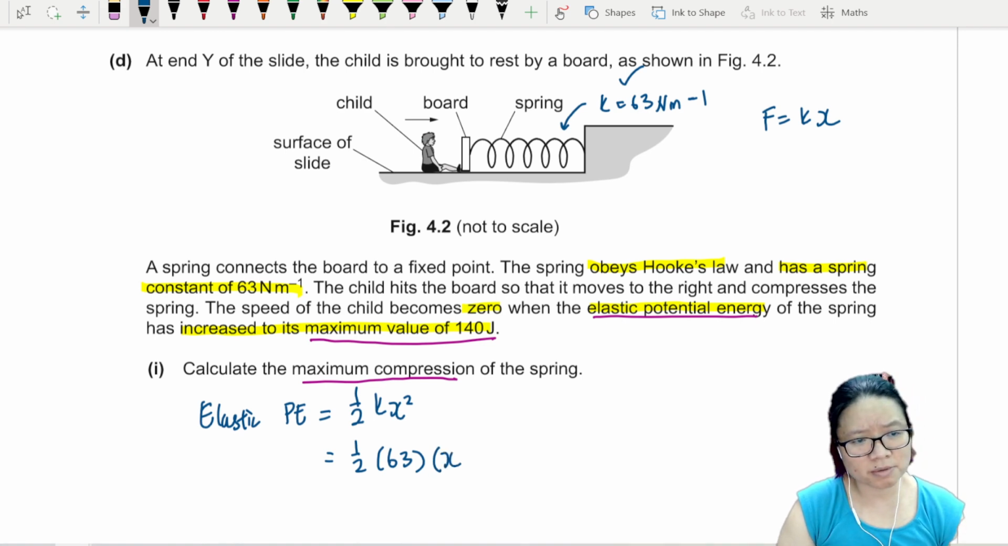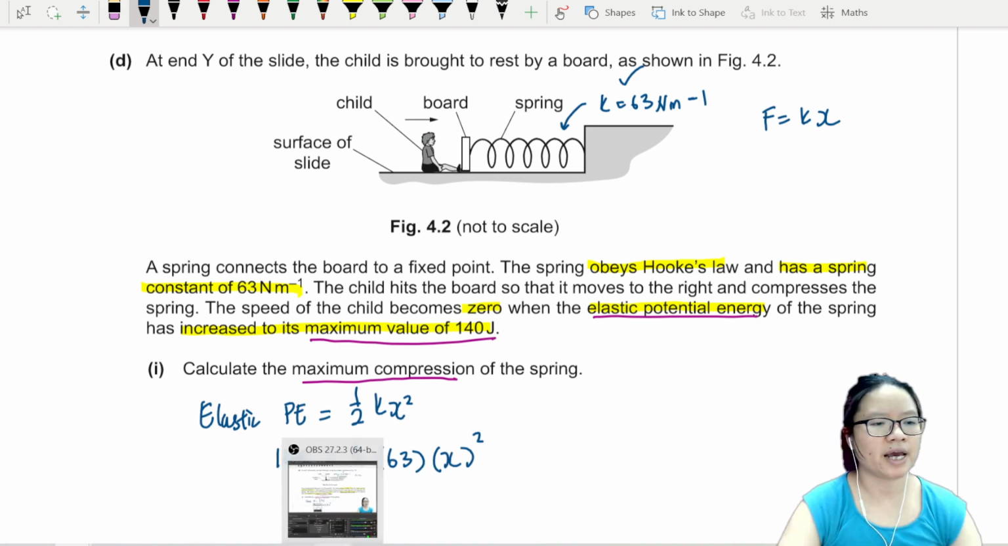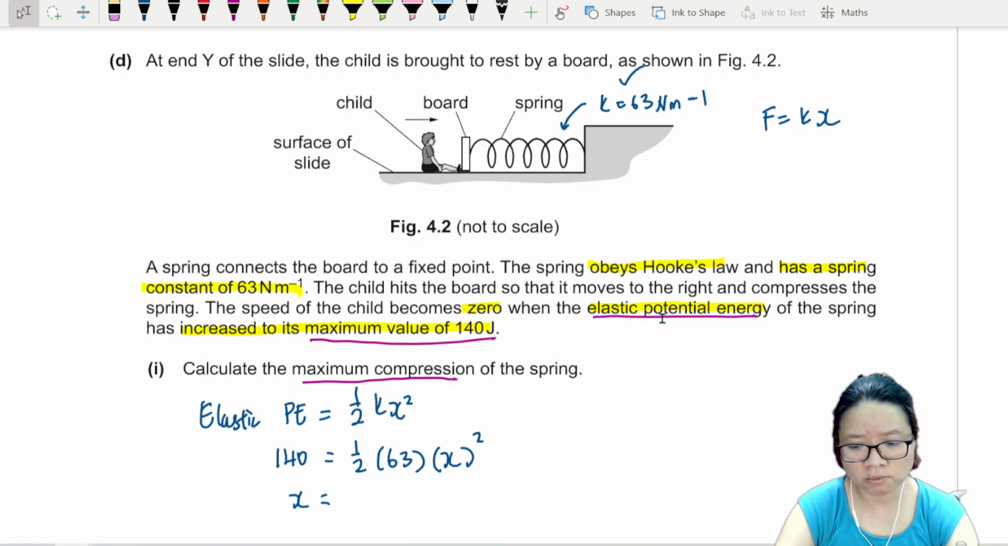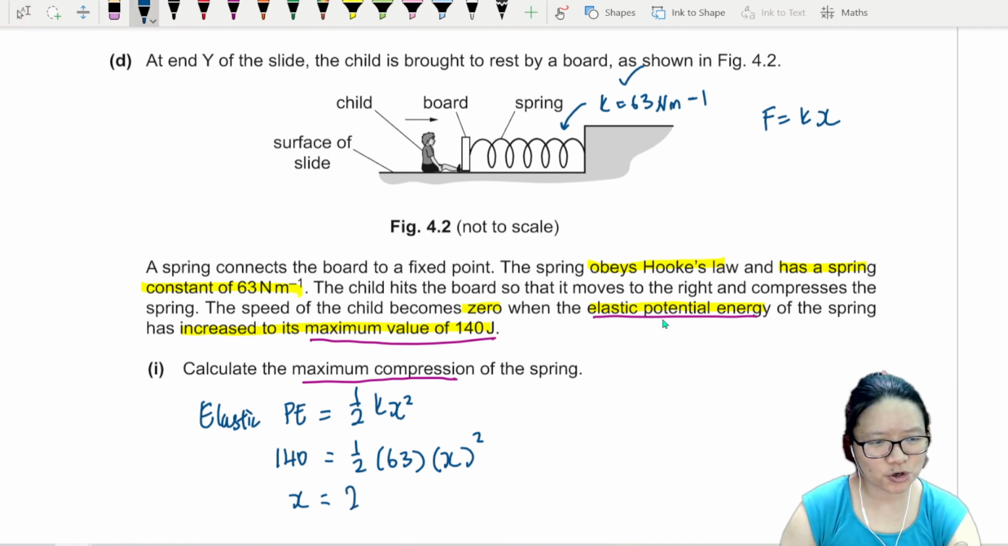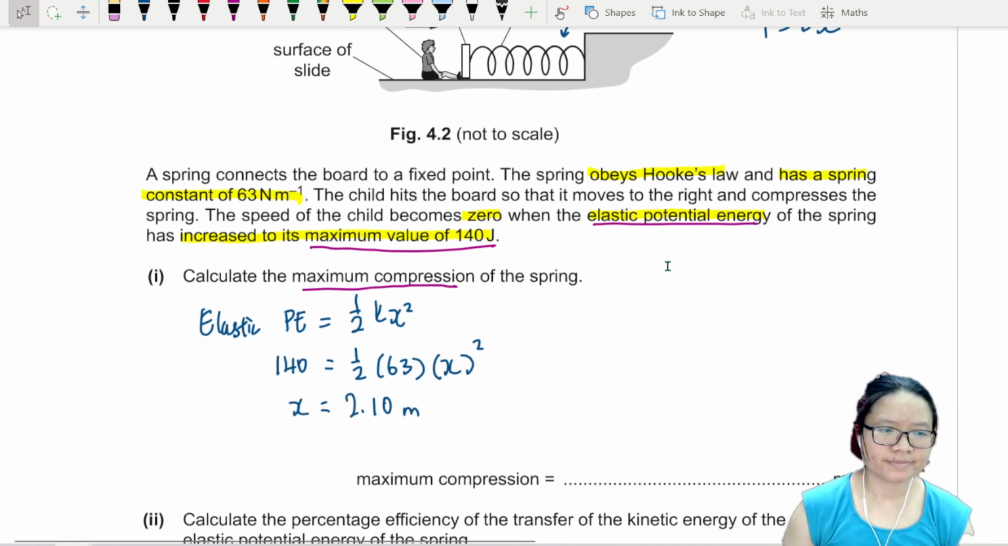So we're going to find the maximum compression, X squared. This is 140. So from here you can find X. X squared would be 140 times 2 divided by 63. And this is, wow, 4. Okay, hang on. Square root of that, 2.10 meter. Okay, because it's Newton per meter. So not a very hard spring, not gonna lie. 2.1 meter.